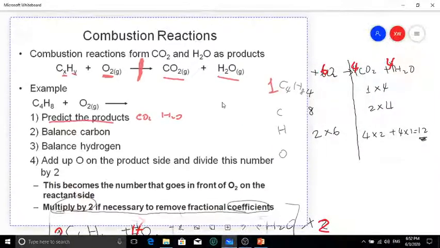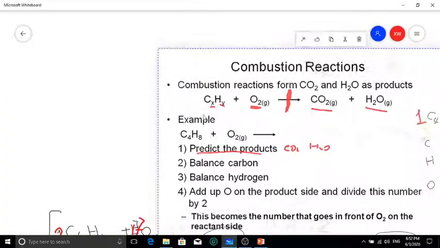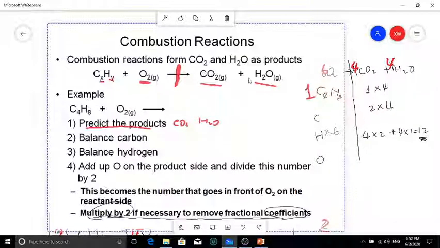So the key point for combustion reactions is to remember that in any combustion reaction of a compound of carbon and hydrogen, you get carbon dioxide and water as products. Remember that. And then balancing this equation usually is not that bad. It takes a little practice, but it's usually the easier part once you know the products are carbon dioxide and water. It's always going to be.